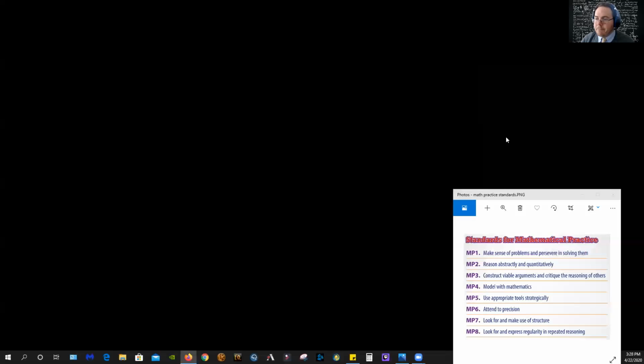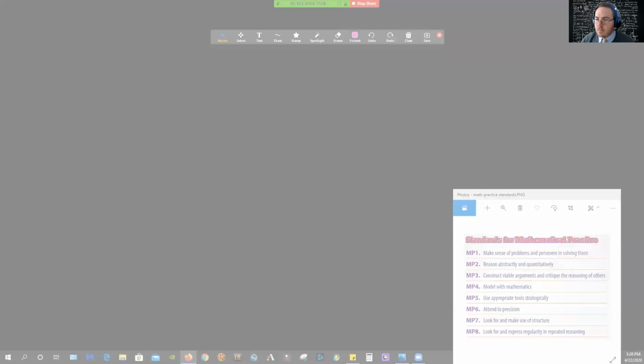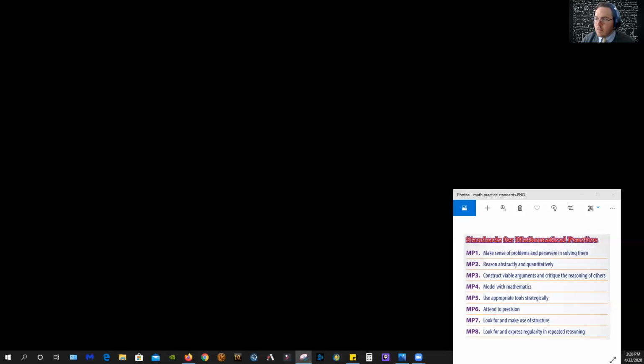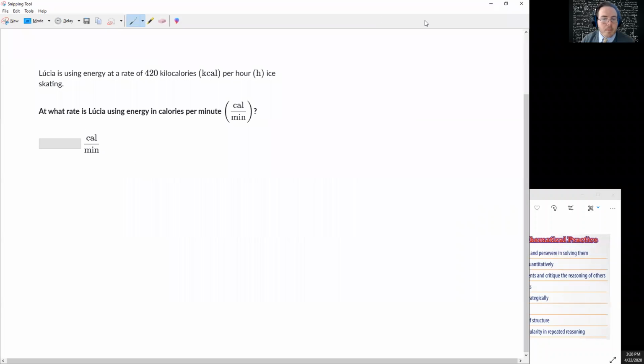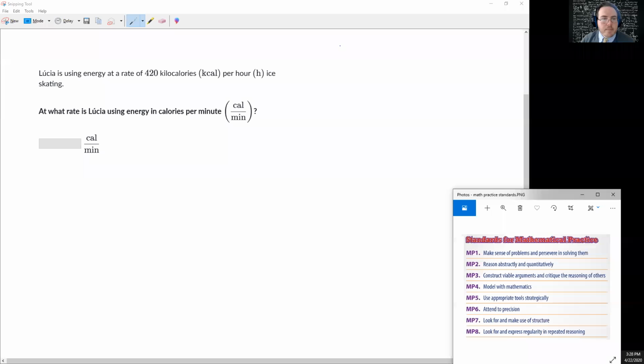Okay. I might have done that one. Okay, I'm absolutely sure I did not do this one because I don't remember the units. I don't recognize these units. So here we go. Okay, let's start by just making sense of the problem. Lucia is using energy at a rate of 420 kilocalories per hour ice skating. At what rate is Lucia using energy in calories per minute?